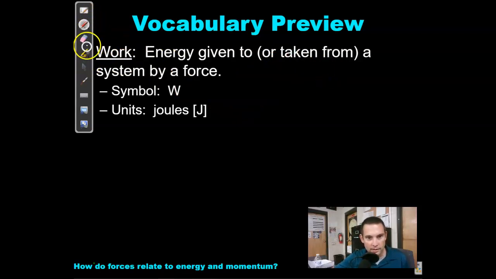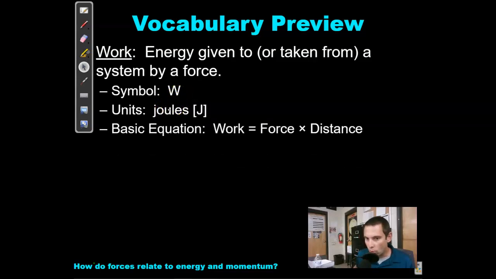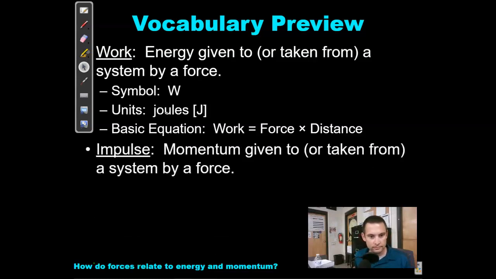All right, the units. If work is the transfer of energy, then it's going to have the same units as energy, the joule, capital J. Basic equation is just work equals force times distance.